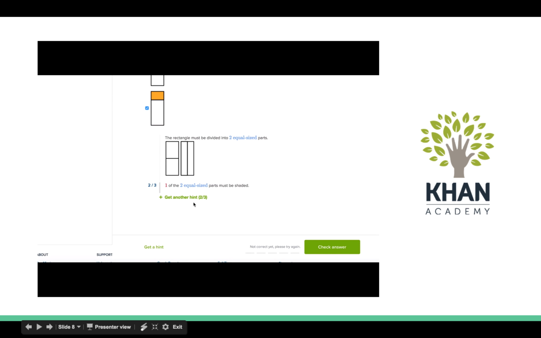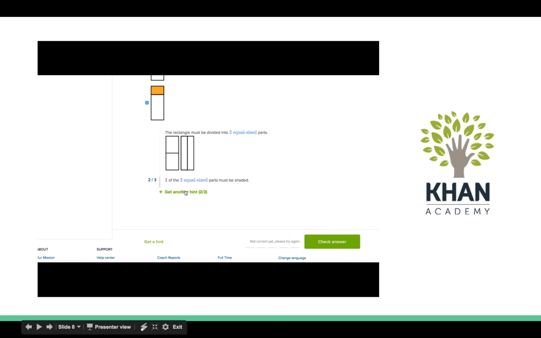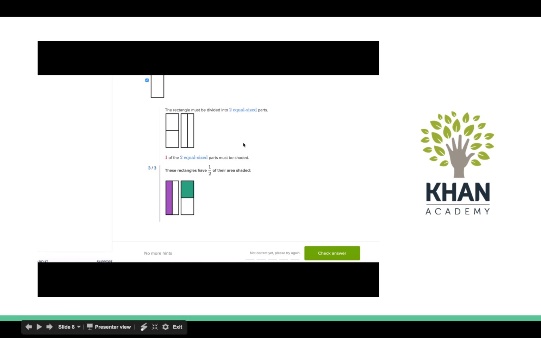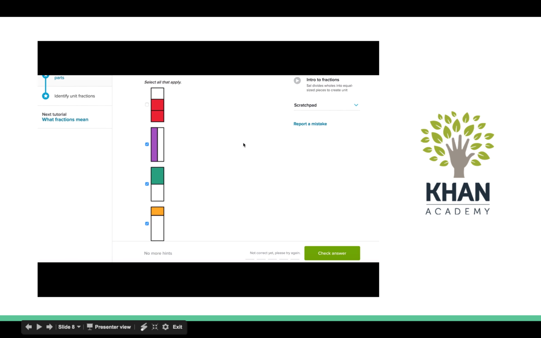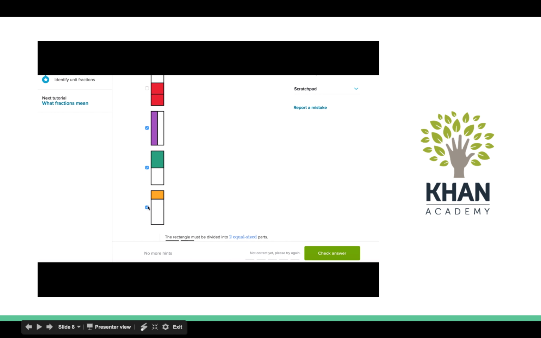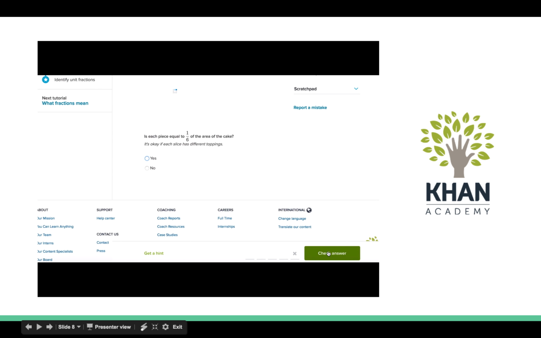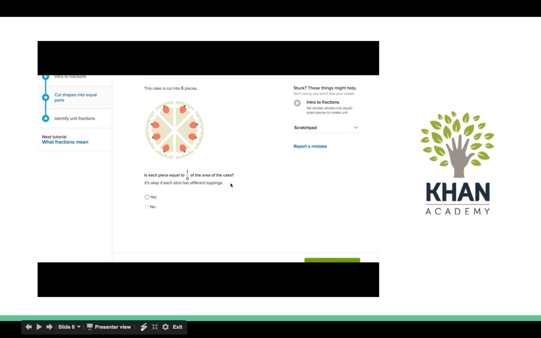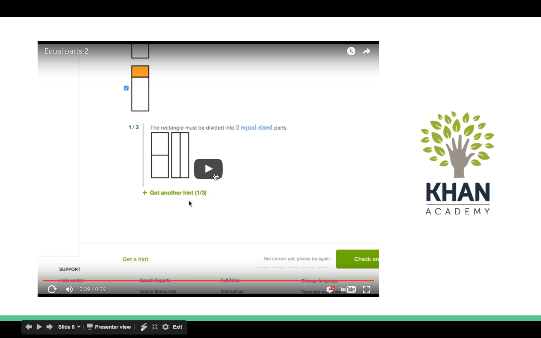The hints build upon each other and enable the student to construct their knowledge of fractions as well as consolidating it. I also like the fact that the students have to get 5 answers correct in a row, which allows for more practice if needed.